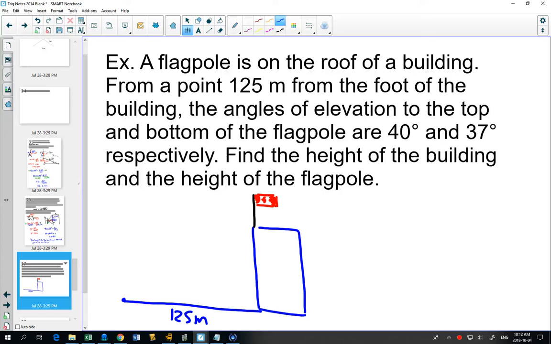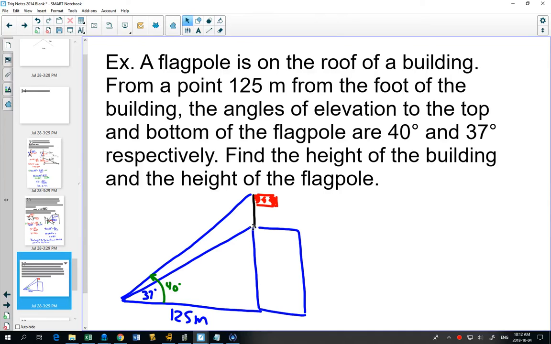So to the bottom of the flagpole, this angle of elevation is 37 degrees, and to the top of the flagpole, and here we have to be careful, the 40 degrees isn't this little part in between. The 40 degrees is an angle of elevation, so it always starts at the horizontal going up.